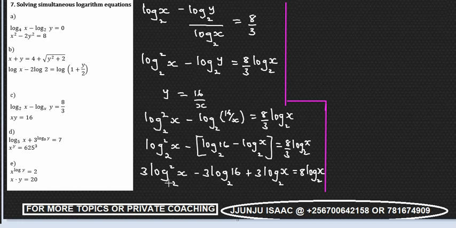So from here, I hope you can now see that we can collect like terms. We have log base 2 of x, log base 2 of x, we have 8 log of x, and we have this constant here. Now, since this is base 2, we can change this one to the powers of 2, and this will be 2 power 4. So this can be 3 log base 2 squared of x, but now we have a 3 log base 2 of x and we have 8 log base 2 of x, so when we take it to the other side, it will be 5 log base 2 of x.